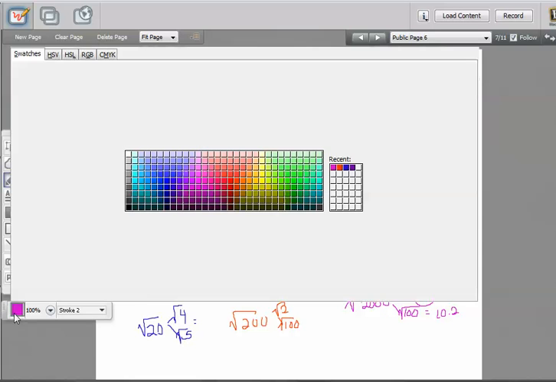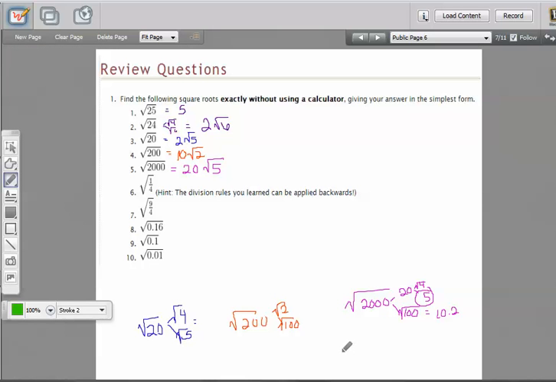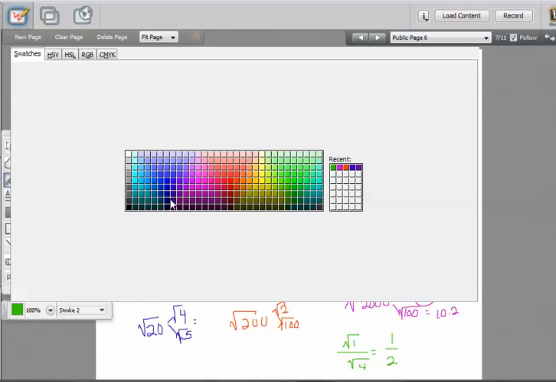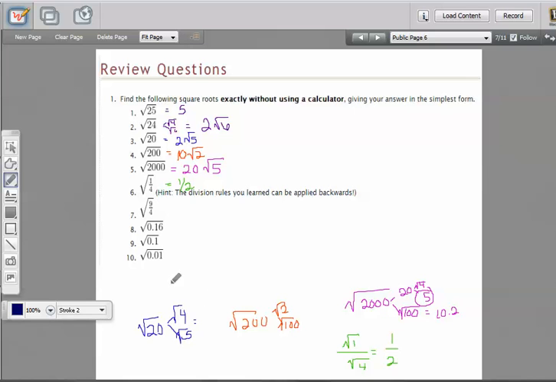For number 6, we can go ahead and use our division property backwards. So we can have the square root of 1 over the square root of 4. And we know the square root of 1 is 1, and the square root of 4 is 2. So number 6 is the same as 1/2. For number 7, we can go ahead and break that apart too. So the square root of 9 over the square root of 4. So the square root of 9 is 3, and the square root of 4 is 2.